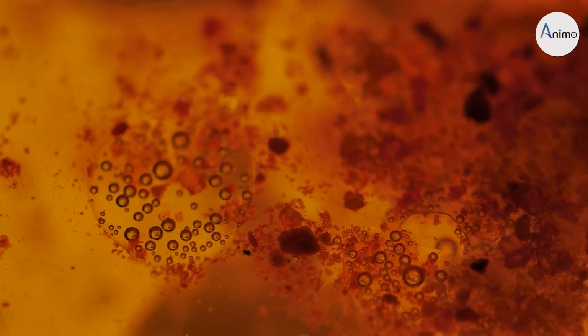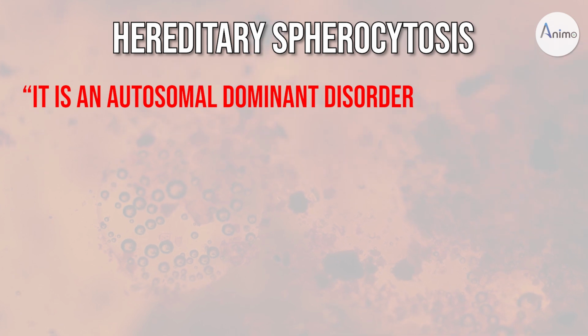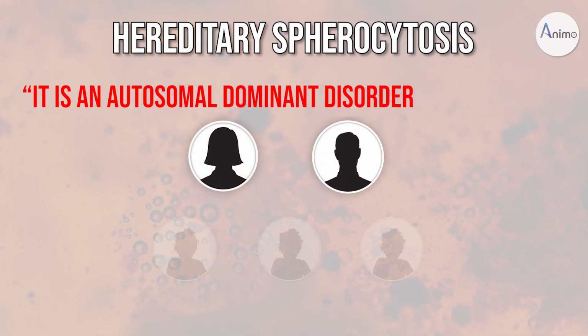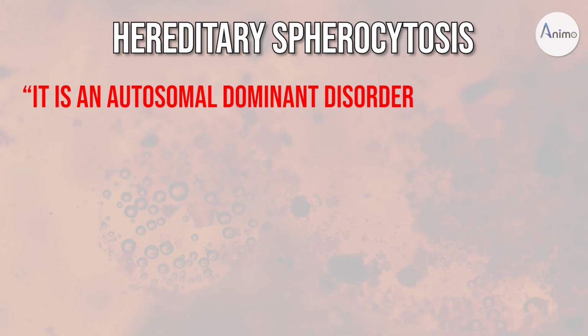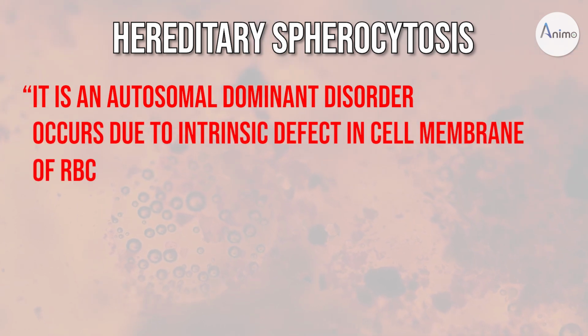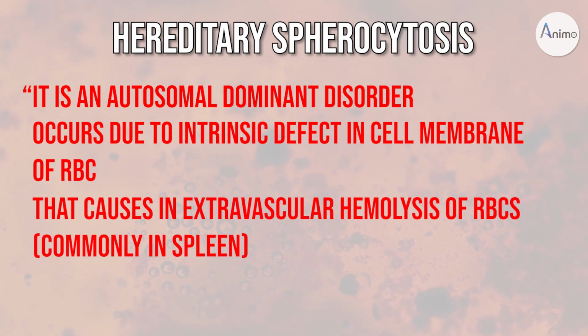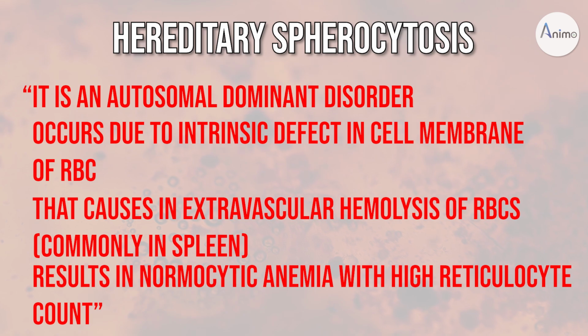Welcome back guys. Our next topic is hereditary spherocytosis. It is an autosomal dominant disorder, as the name suggests, hereditary. So it will affect all the progeny of an affected family. All sons and daughters of the same parents will get this disease, which occurs due to an intrinsic defect in the cell membrane of RBCs, which results in extravascular hemolysis. So RBCs will be destroyed outside the blood vessels, and that site is most commonly the spleen, which will result in normocytic anemia with a high reticulocyte count.